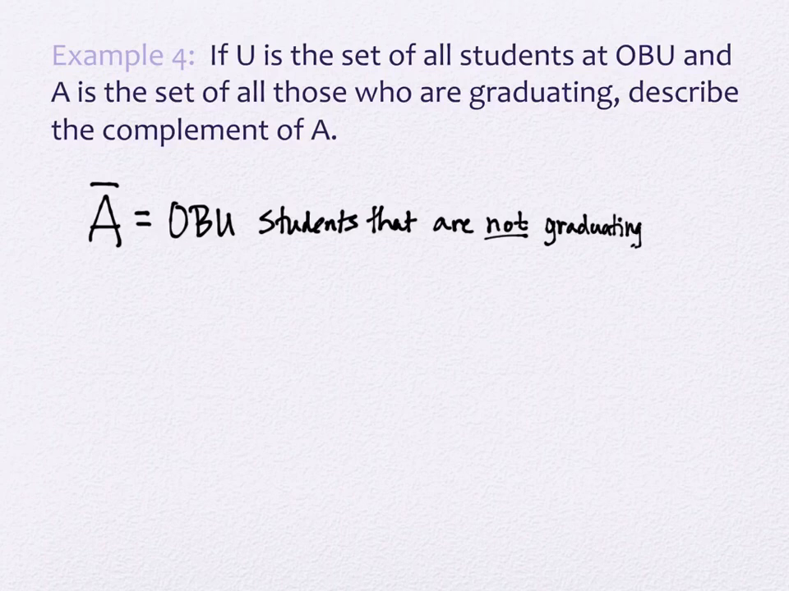We still have to be within the universal set. So this isn't like all students that are not graduating. This isn't like Shawnee High School students that are not graduating. We have to specifically say that we're still talking about OBU students, and they're the ones that are not graduating.